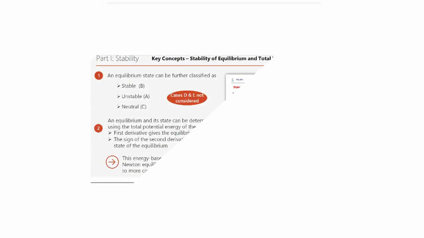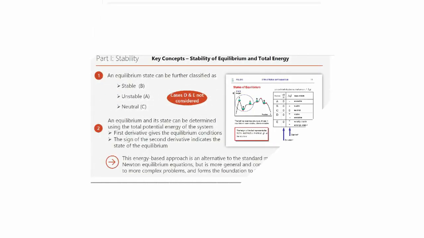Part I, Stability. Key concepts, stability of equilibrium and total energy. An equilibrium state can be further classified as stable, B; unstable, A; neutral, C. An equilibrium and its state can be determined using the total potential energy of the system. The first derivative gives the equilibrium conditions. The sign of the second derivative indicates the state of the equilibrium.